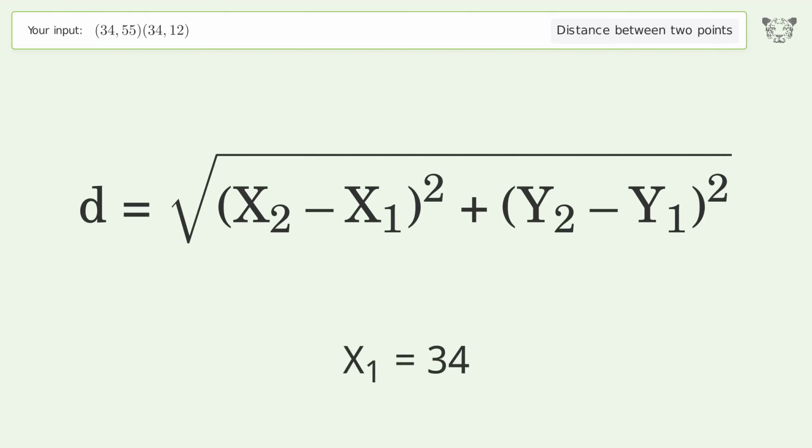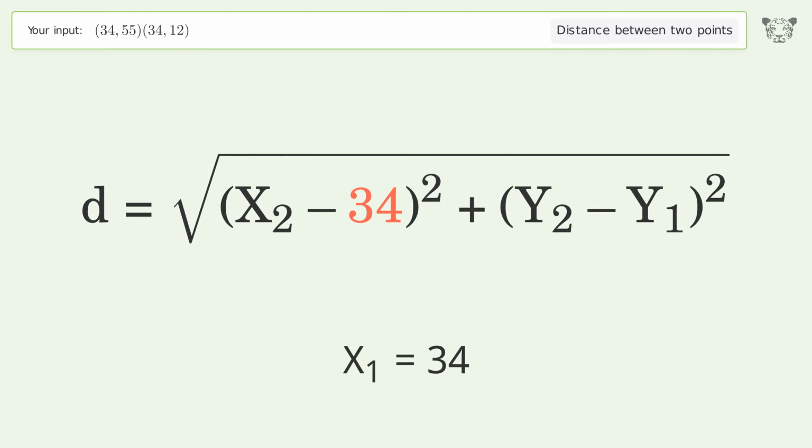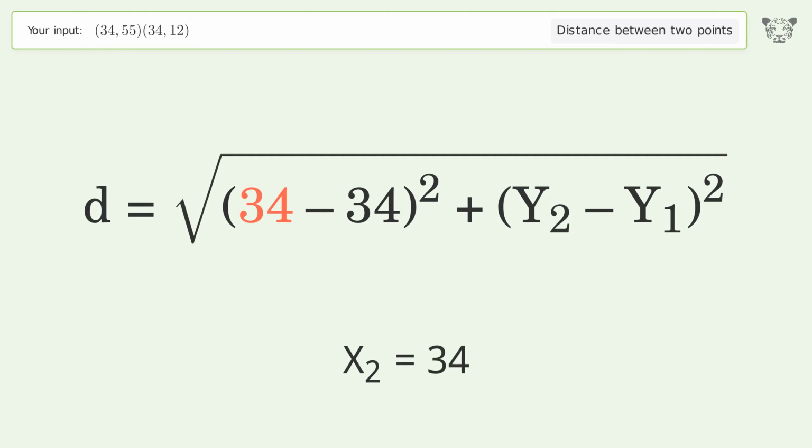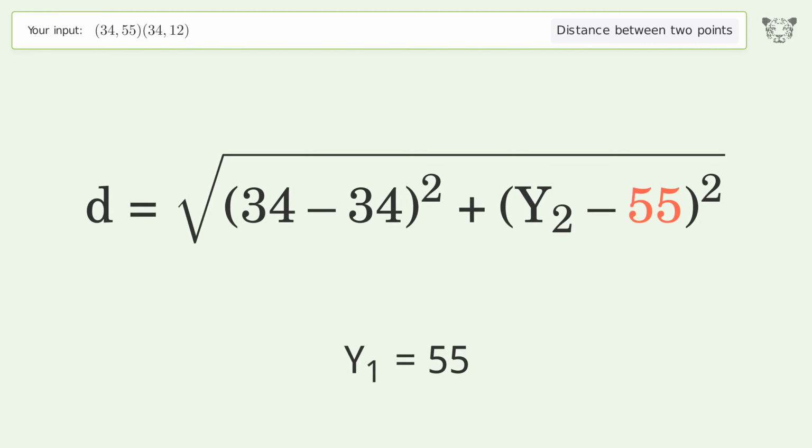x1 equals 34. x2 equals 34. y1 equals 55. y2 equals 12.